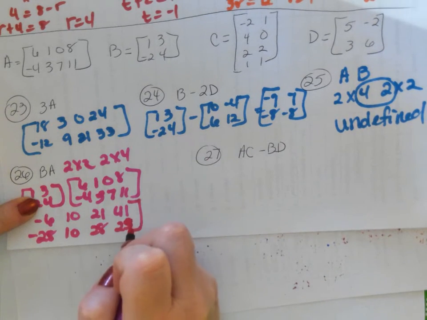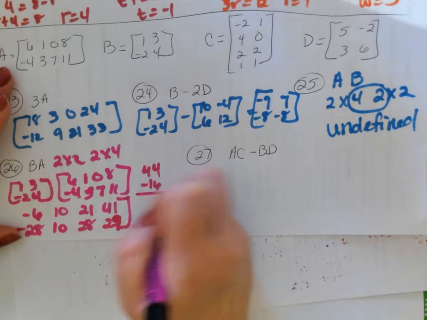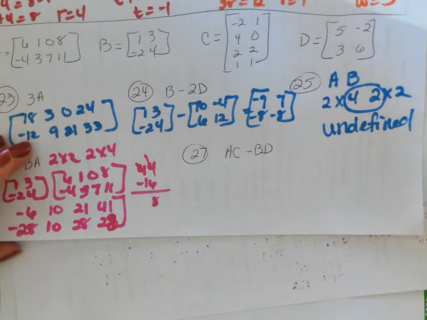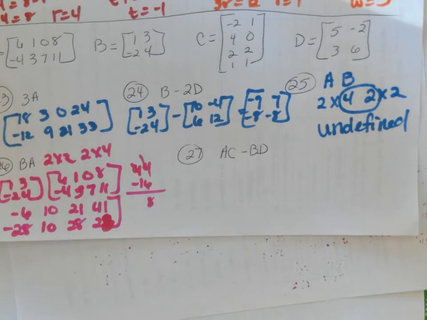Nope, negative 16 and 44. How about 28? There we go. Got it. 28, not 29. How are we doing? I knew that wasn't right when I looked at it.